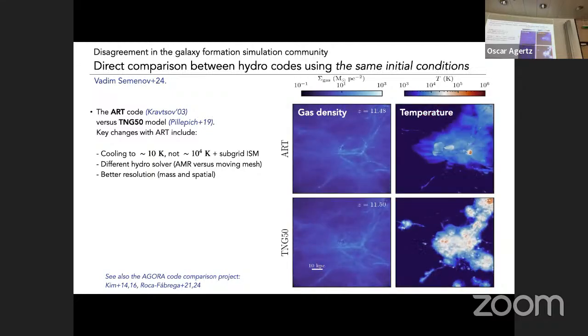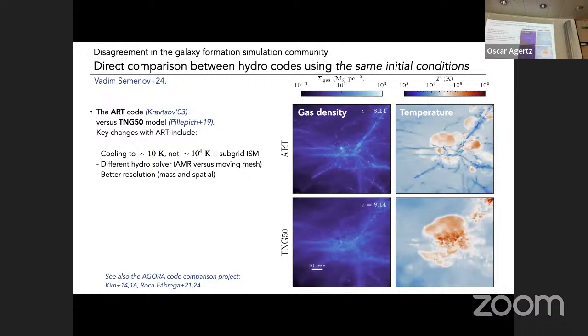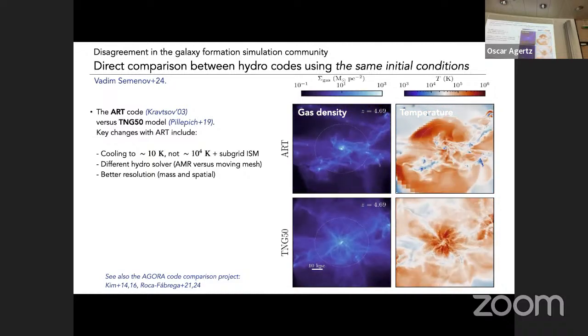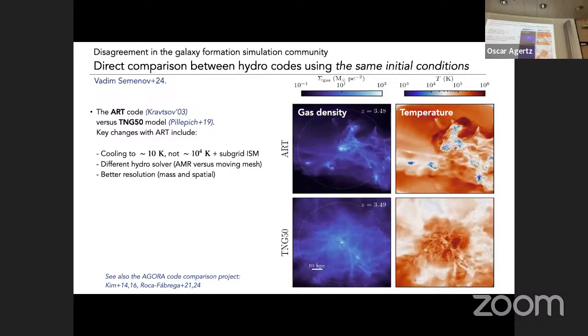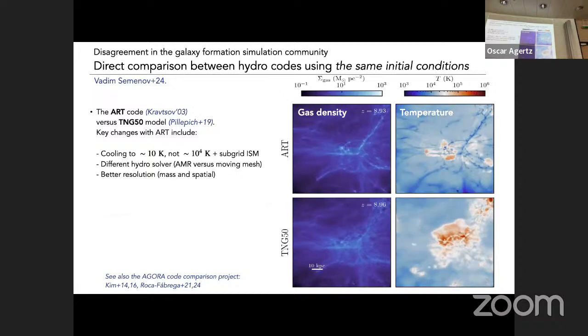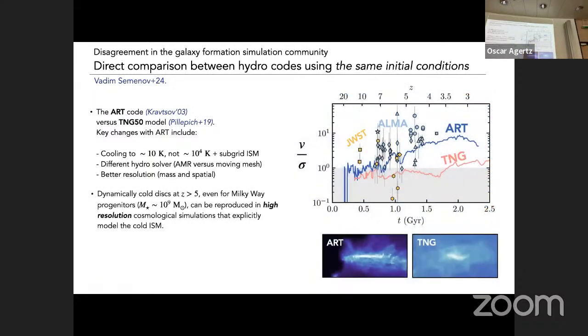So this is what it looks like. It's only run for a few billion years, and both look quite messy, of course, but already here you can see there's a difference in terms of the central structure. Here's the outcome of this exercise. The ART one here, we have a disk, I guess. So here, a turbulent disk. TNG50 produces something like a blobby morphology.